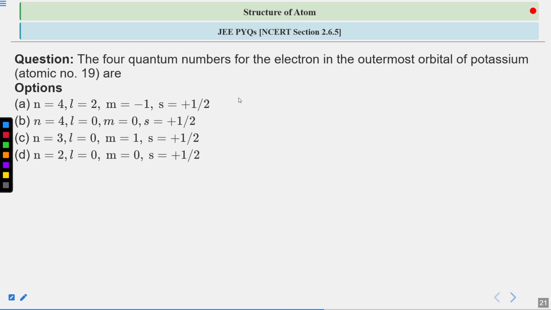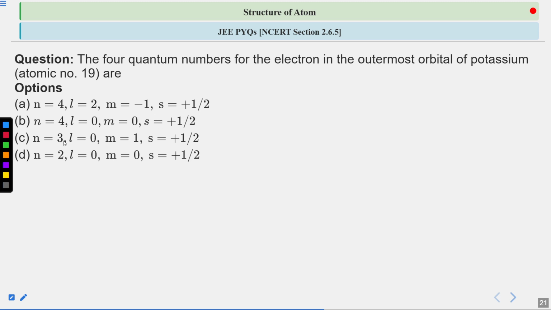Now this question is a JEE PYQ and this is covering the NCERT section 2.6.5. The question is saying that the 4 quantum numbers for the electron in the outermost orbital of potassium are, the atomic number of potassium is given as 19. You have to tell the 4 quantum numbers for the electron present in potassium in the outermost orbital. The options provided are n equals 4, l is 2, m is minus 1, and s is plus half. n equals 4, l is 0, m is 0, s is plus half.